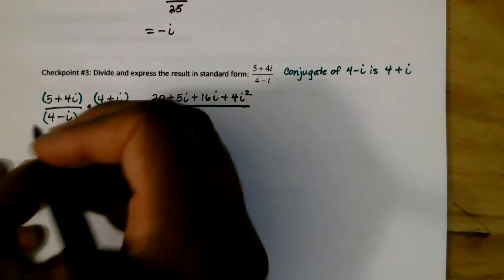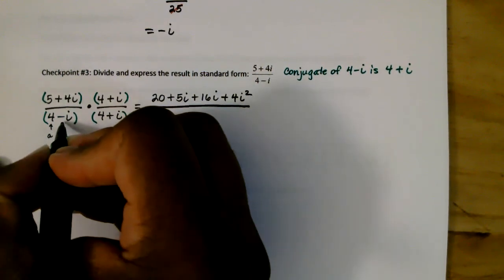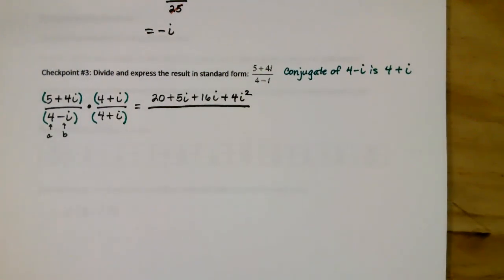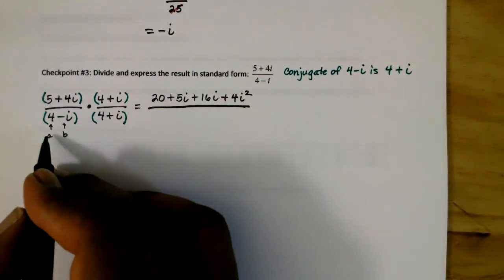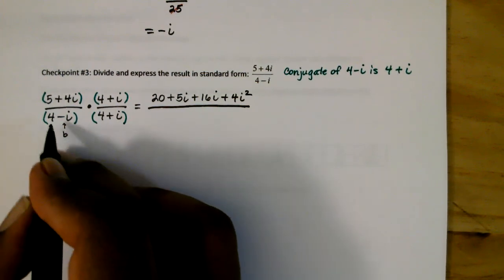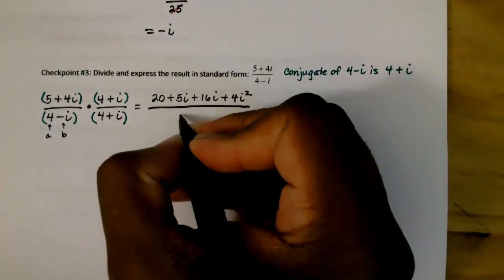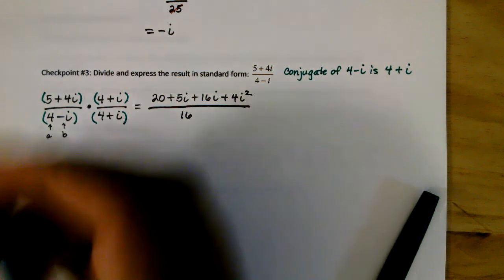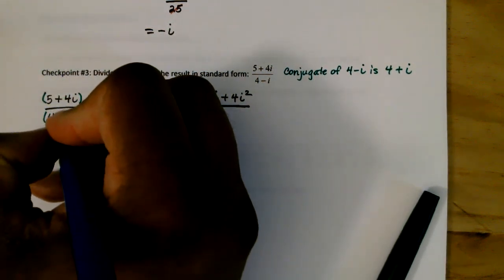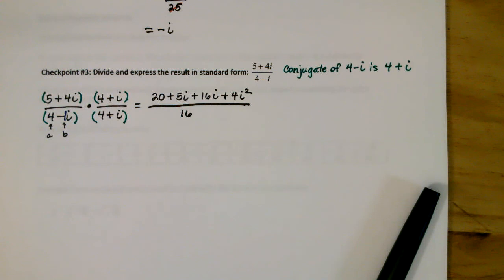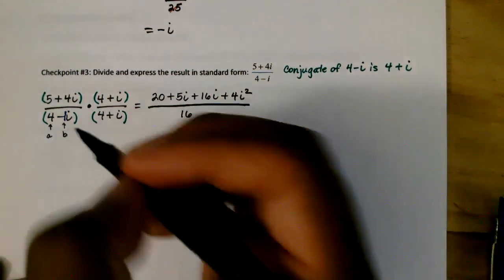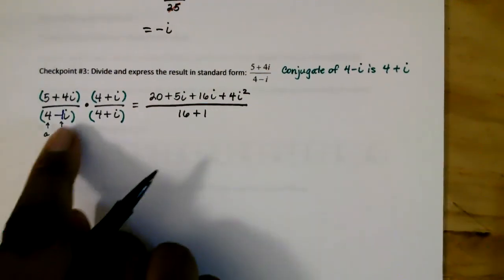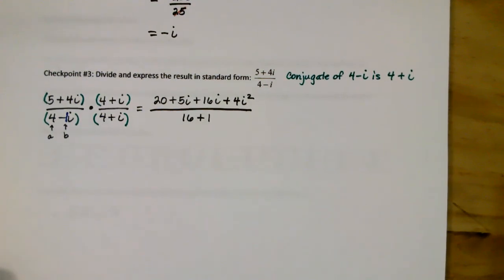That would be divided by, now this is your A. The B is the understood 1 that's in front of the i. So I'm going to square the A plus the square of the B. A is 4. 4 squared would be 16. And the i has an understood 1 in it. So your B is going to be 1. 1 squared will be 1, and it will be a plus 1. Not minus, because i squared will change that minus into a plus.